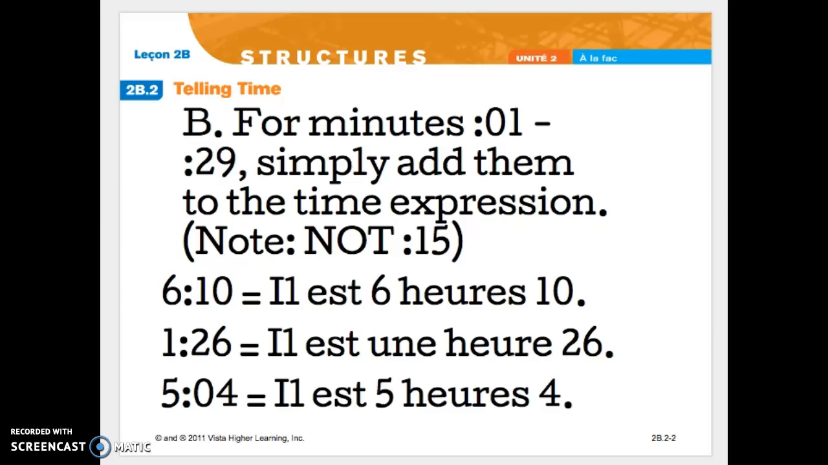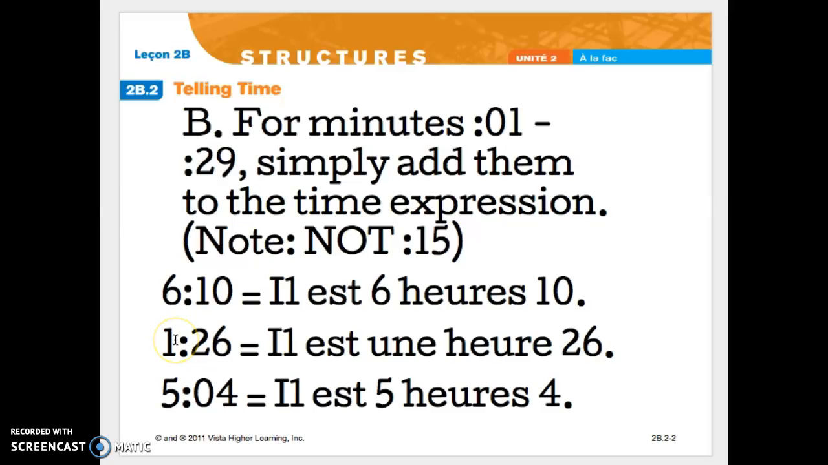In section B, this deals with the minutes 1 to 29. You simply add them to the time expression, but the exception here is 15 minutes. There's a separate expression for that. For 6:10, you have il est 6 heures, and then the 10 is just added to the end. You don't have to spell anything out.